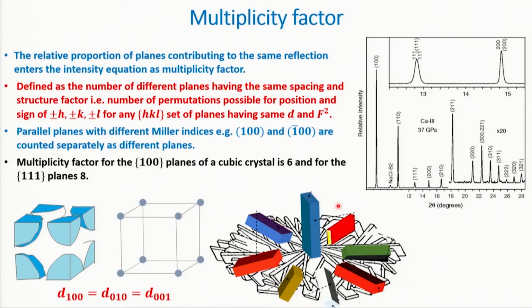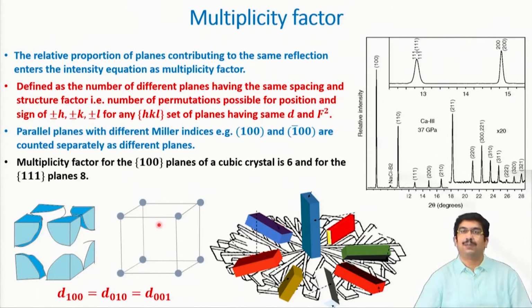So, what does the multiplicity factor do? It is related to the multiplicity of various crystallographic planes in a crystalline material. For example, if we take a simple cubic system, the unit cell is shown here. In this simple cubic, consider something like a 100 type plane.